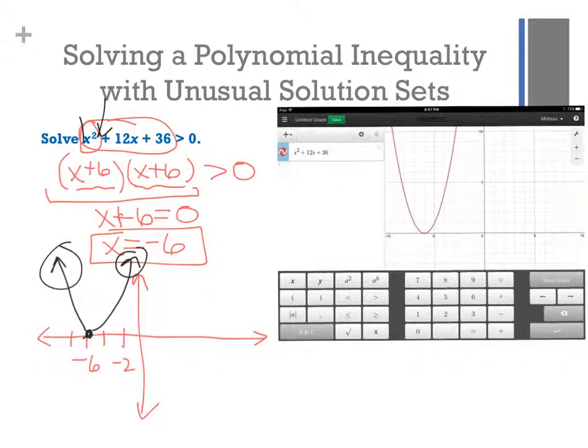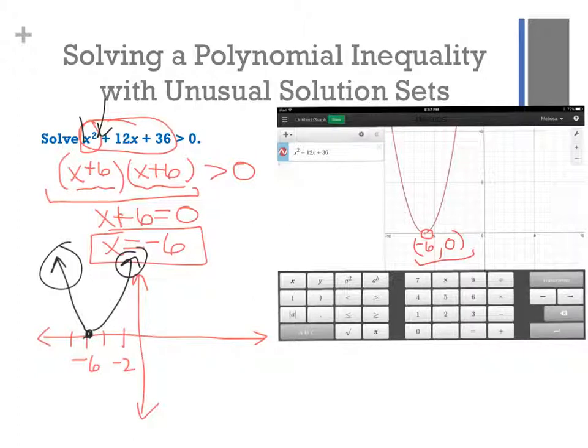Now Desmos provides a little better picture than my sketch, but it confirms that we intersect the x-axis right here at negative 6, and then the graph is positive for all x values with the exception of negative 6. At negative 6, the y-coordinate for the function is 0. So negative 6 comma 0 is an ordered pair on the graph of the function, and we want to know where the function is greater than 0.